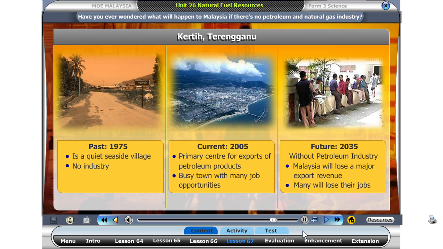However, this may all change when the petroleum resources of Terengganu depletes. Malaysia will lose a major source of export income, and many could lose their jobs. Therefore, we must learn to conserve our natural fuel resources and use energy wisely.